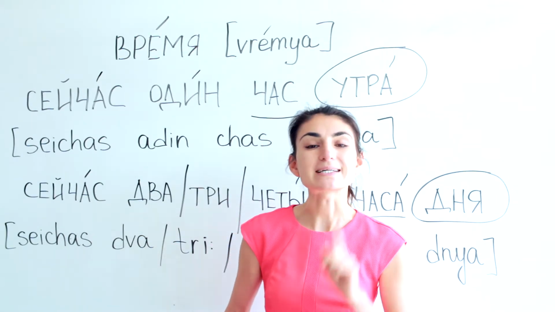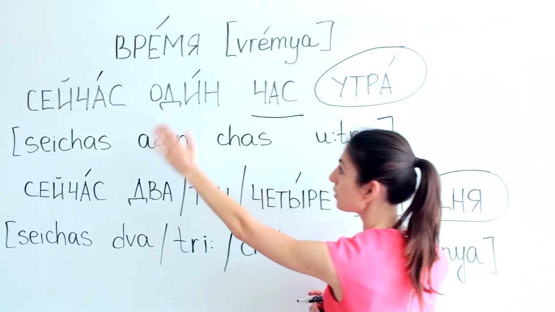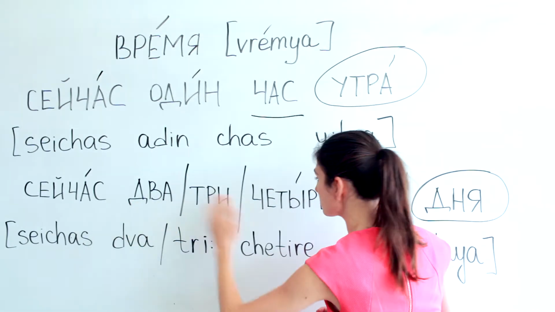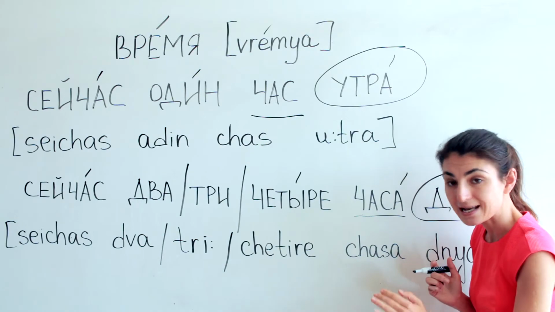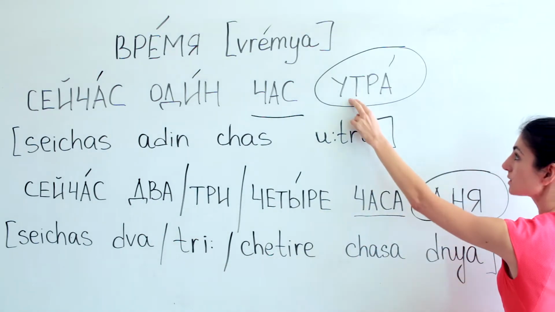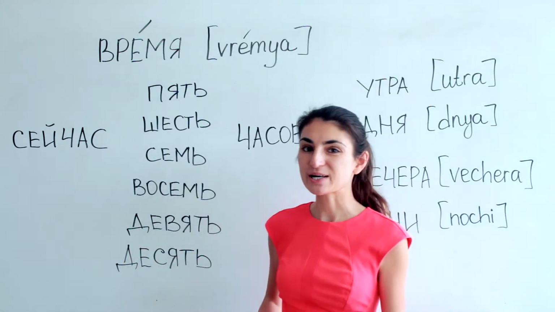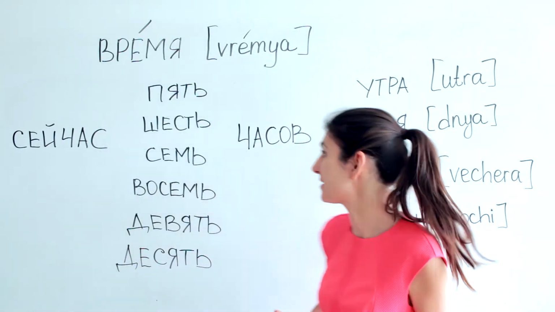So we're going to learn it in a second. First, please write down how to say now it is 1 o'clock, and now it is 2 o'clock, now it is 3 o'clock, now it is 4 o'clock in the daytime, дня. So please write out 2 words, утра, дня. What are we going to do if we have 6, 7, 8, 9, 10?